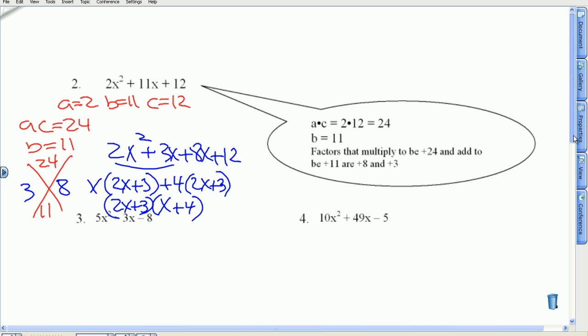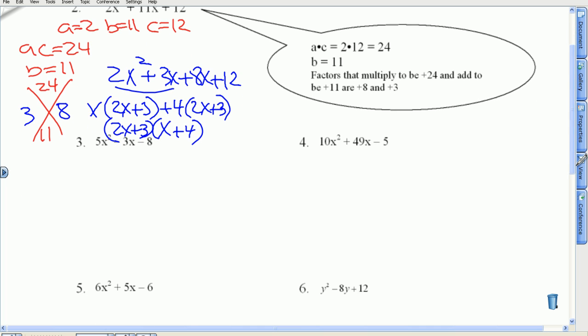Problem 3. The pattern follows steps 1 through 7 every single time. So in this case, AC is going to be 5 times negative 8, which is negative 40. B is negative 3.